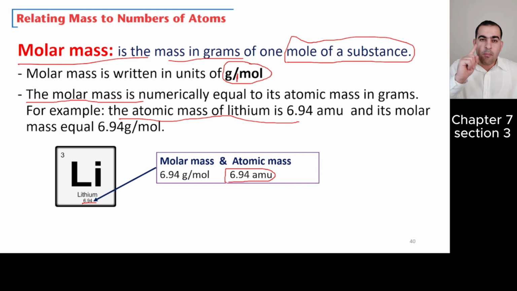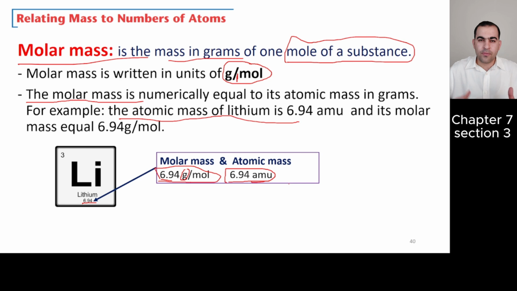The mass of 1 mole of lithium: 1 mole of lithium means 6.02 times 10 to the power 23 lithium atoms. Their mass is 6.94 gram per mole. Look, the mass of 1 single atom and the mass of Avogadro's number of lithium atoms are the same numerically, but in different units. This is gram, this is AMU. AMU is very, very small.